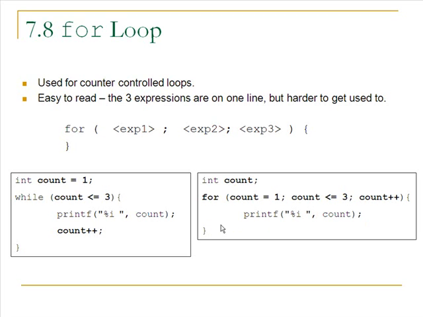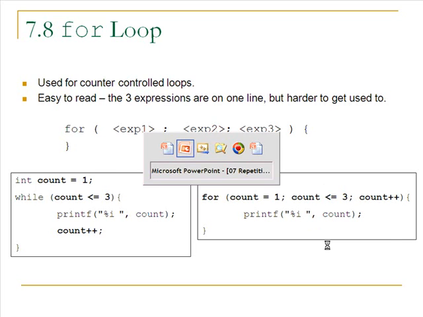So at first it's a little bit complicated because there are three things on one line of code that don't happen all at one time. But once you get used to them, the for loop is much more convenient for counter-controlled loops in C. Let's go into the development environment and play with the for loop just a little bit.